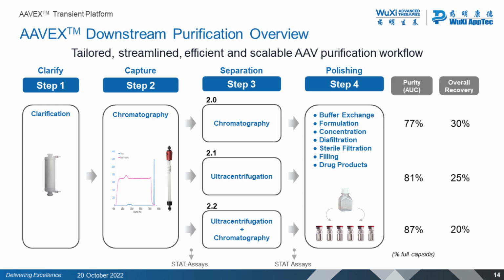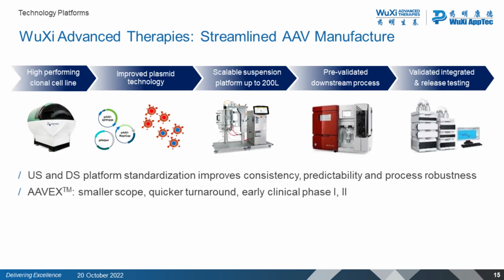In reality, the more complex the processes are, the higher the eventual purity, up to almost 90%, but it comes with the cost of lower recovery, around 20%-ish. Overall, the purity around 80 to 90% is quite impressive from the standpoint of in vivo gene therapy application.